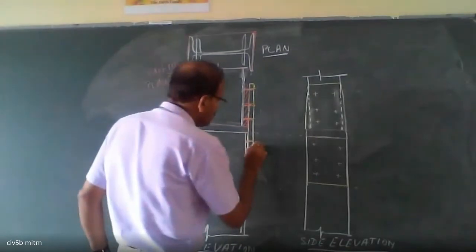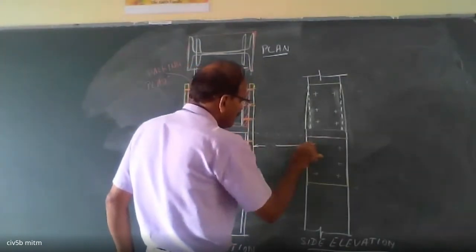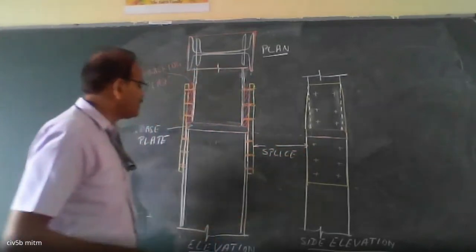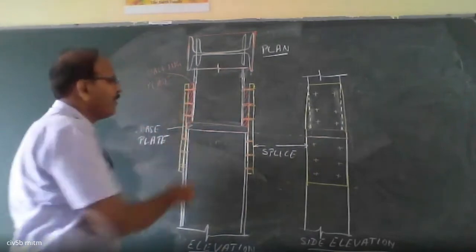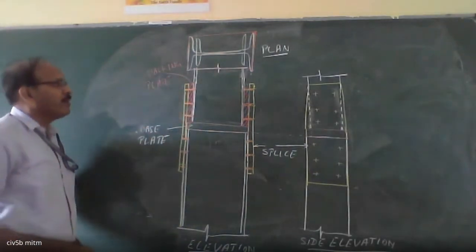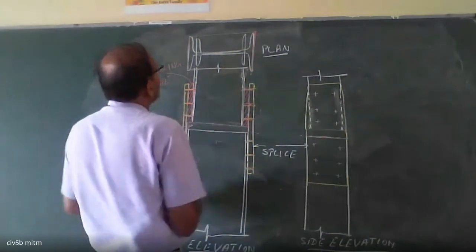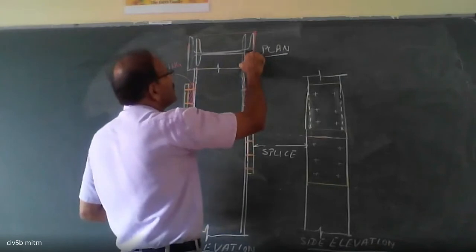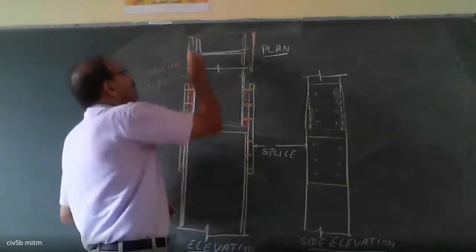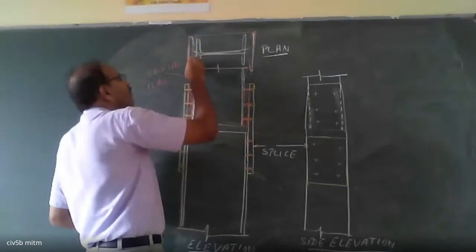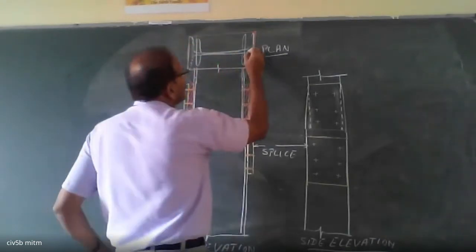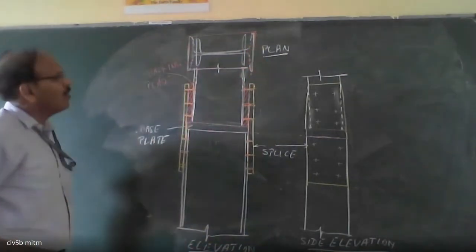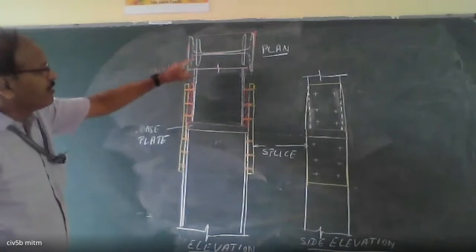Okay, so this is splice, or splice plate. This is packing plate or filler plate. Okay, so this is the plan. And you can just write this as dotted because this is hidden below the cover, below the base plate. Okay, so this is the way you are going to see.